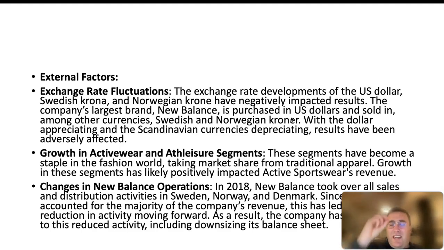This is of course the case because the Swedish krona has fallen, and this has of course affected it. Then growth in activewear, and the segments have become stable in the fashion world, taking market shares from traditional apparel. Growth in these segments has slightly positively impacted Active Sportswear's revenue. This is kind of a marketing assignment, but you focus on these specific things you want to show in your assignment.